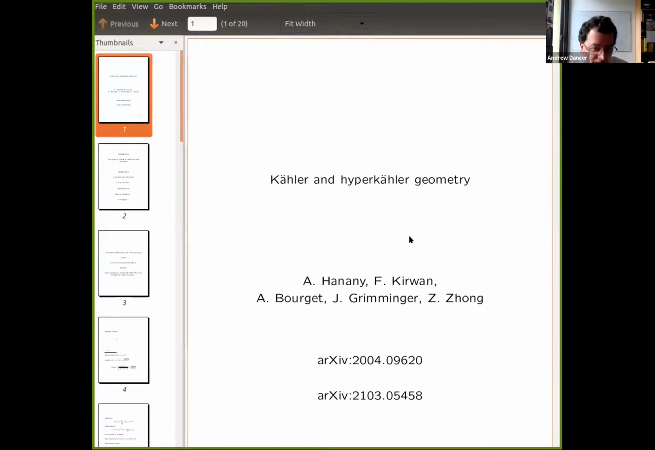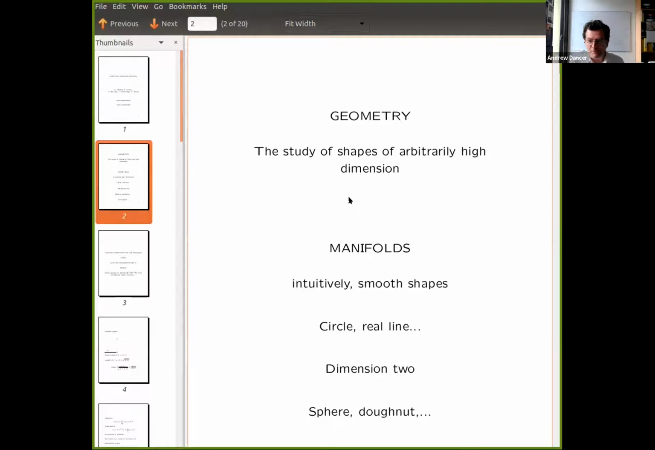So the projects we're working on are summarized in these two arXiv preprints. And these are my collaborators, Amichai, Francis, Antoine, Julius, and Zhenghao. Great. Okay, so what are we doing?